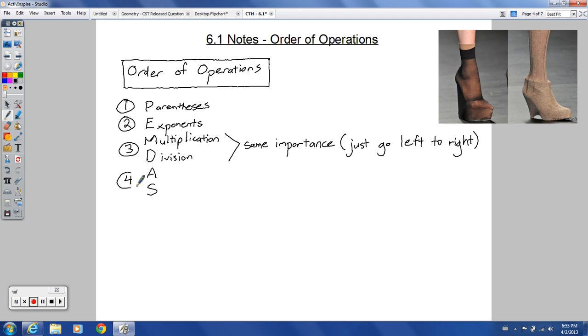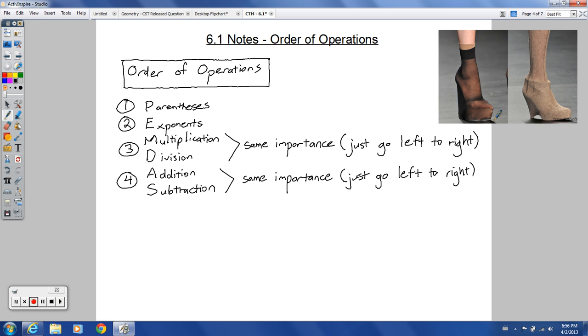And the same sort of thing applies to addition and subtraction here. That's what these last two are, addition and subtraction. If you're subtracting something, that's the same as adding a negative number. So we can think of addition and subtraction essentially being the same things as well. And that puts them on the same level of importance. And again, we just go left to right.